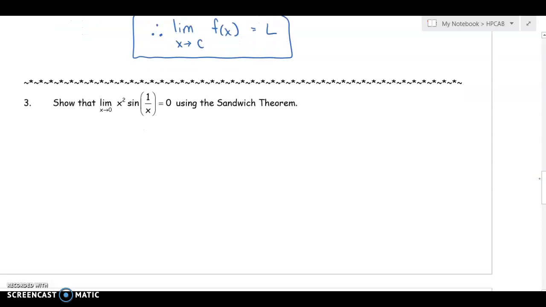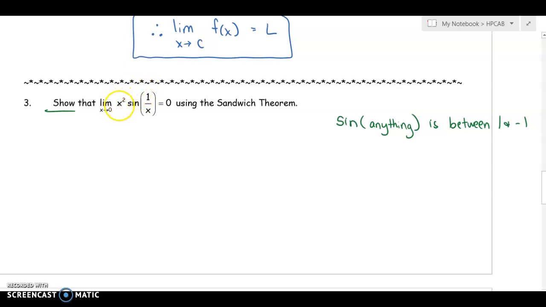Okay, so the problems are usually going to say show, it's kind of like a proof. We're going to show that the limit as x approaches 0 of x squared times sine of 1 over x is equal to 0 using the sandwich theorem. Okay, so what we're going to do is we know that the sine of anything is always going to be between 1 and -1. If you remember our unit circle, the biggest it could ever be is 1, and the smallest it would ever be is -1.